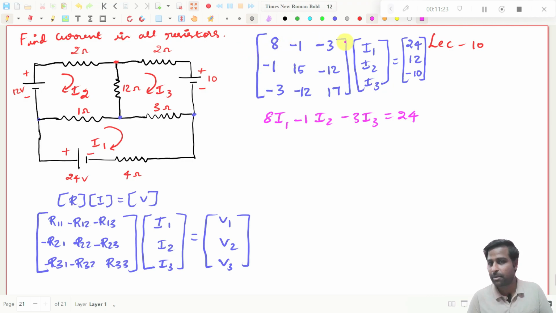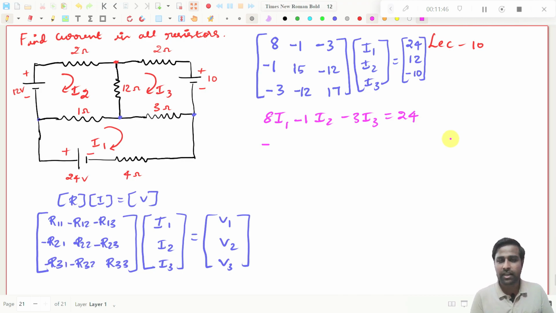That means I have multiplied this row with this. If you want to multiply 3 cross 3 with 1 cross 3, then you have to do it this way. You have to perform the matrix multiplication like this. If it is equated to some other value like this, then you have to put it like this. Right? So this is the basic matrix. Try to learn this.